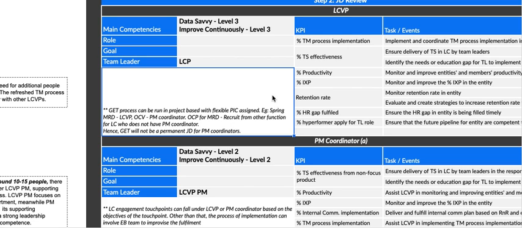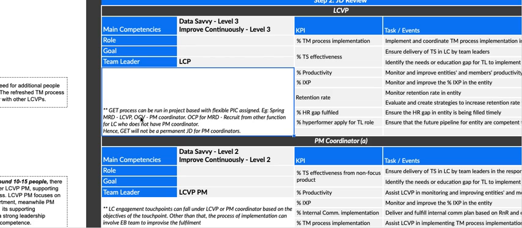Okay, if you have more than one director, or you have one director, then the allocation is very flexible. For example, Spring MRD will fall under LCVP, OC volunteer will fall under PM coordinator, and OCP will be for MRD.